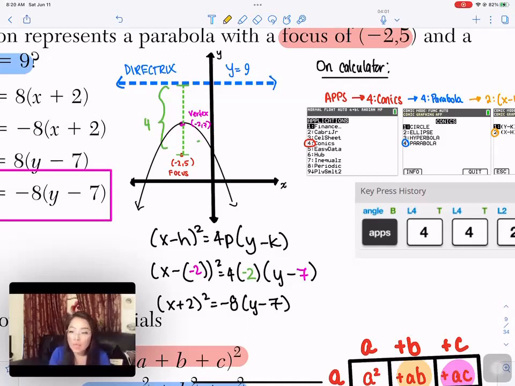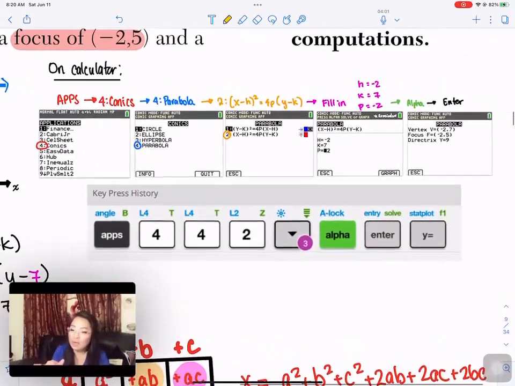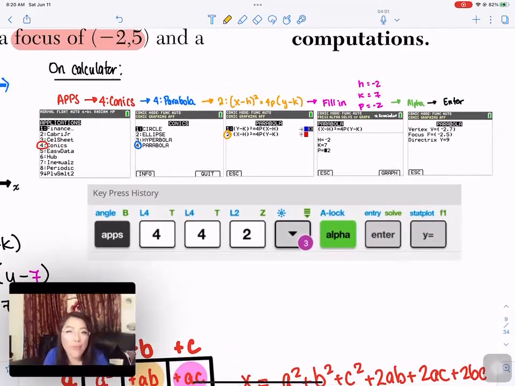Okay, how do you do this on the calculator? It only works on the newer version, unfortunately, but what's great is that it kind of gives you the formula already, so you don't really have to memorize it. You can just look it up on your calculator. You go to 4 conics, then you go to parabola, and then you choose whether 1 or 2. They show you a little glimpse of what each one is. The first one is concave left and right, and the bottom one is concave up and down. So it's choice 2. After you pick choice 2, you plug in the information: h is -2, k is 7, and the p-value is -2, and the rest is history.